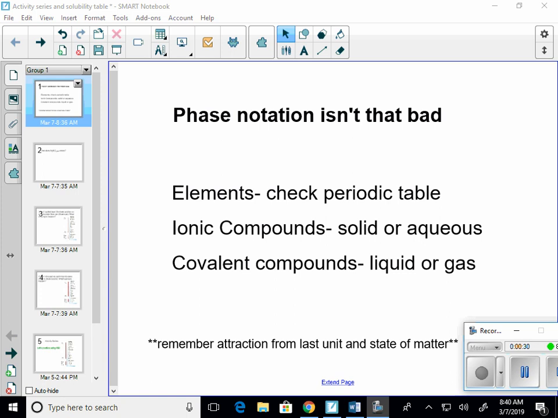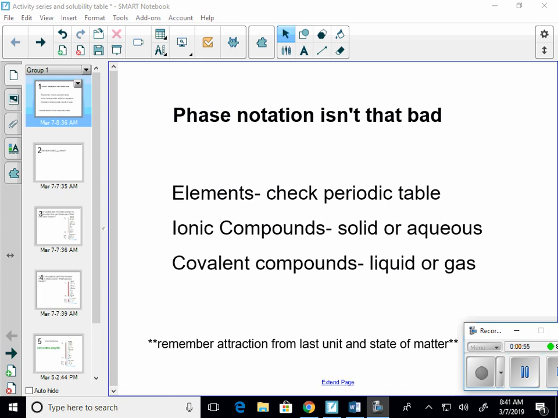Ionic compounds. My hope is that we can recognize at this point in the year an ionic compound: metal, non-metal, usually. Ionic compounds are either going to be solid or aqueous. Covalent compounds, only nonmetals, are usually only going to be liquids or gases.